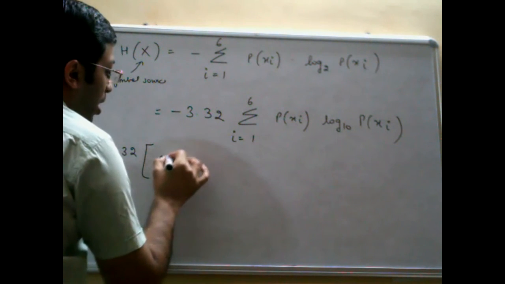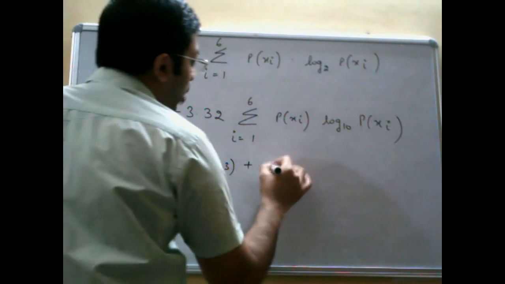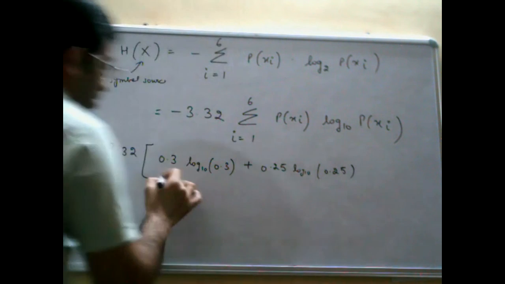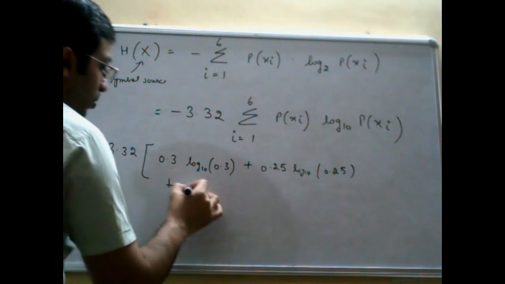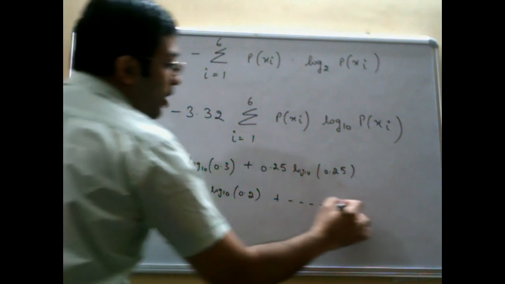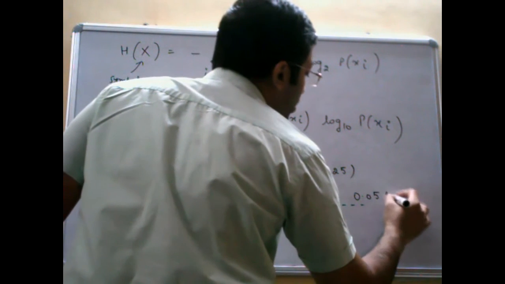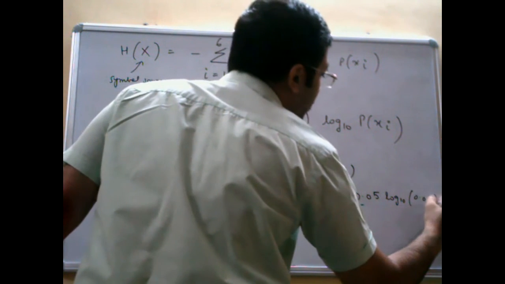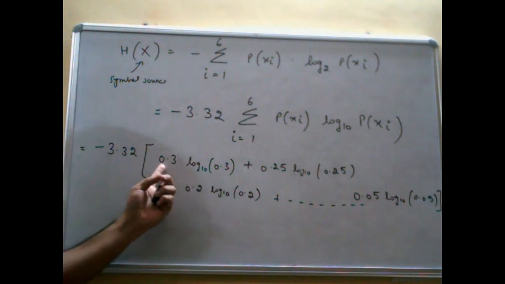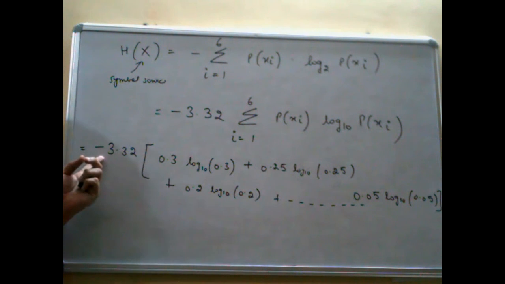प्रोबेबिलिटी कितनी थी पहले उसकी 0.3, log of 10 of 0.3, then 0.25 log to the base 10 of 0.25, then 0.2 into log to the base 10 of 0.2, and so on. You will write for all the six symbols. Last symbol will be 0.05 into log to the base 10 of 0.05. Log you can calculate with the help of a calculator. Multiply with this. Do for all the operations. Add this. Multiply it with minus 3.32.